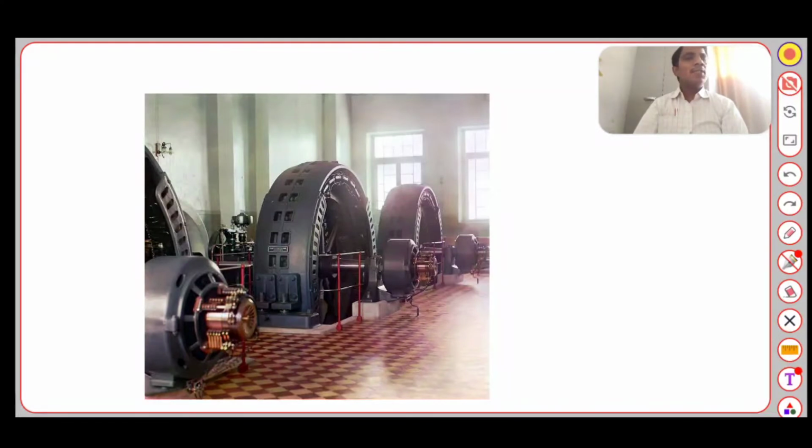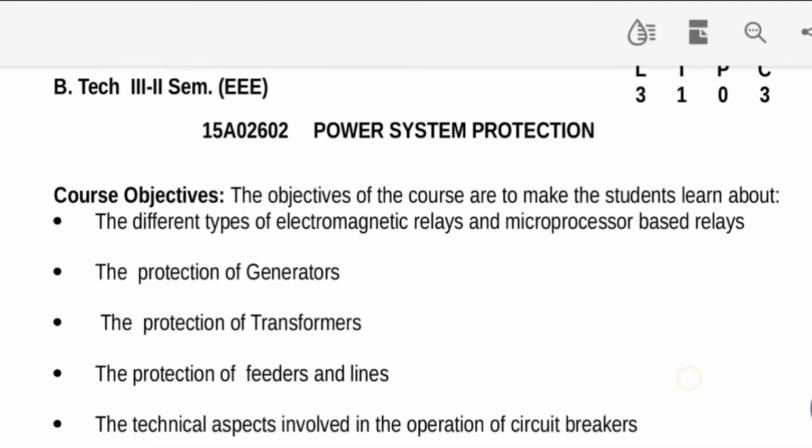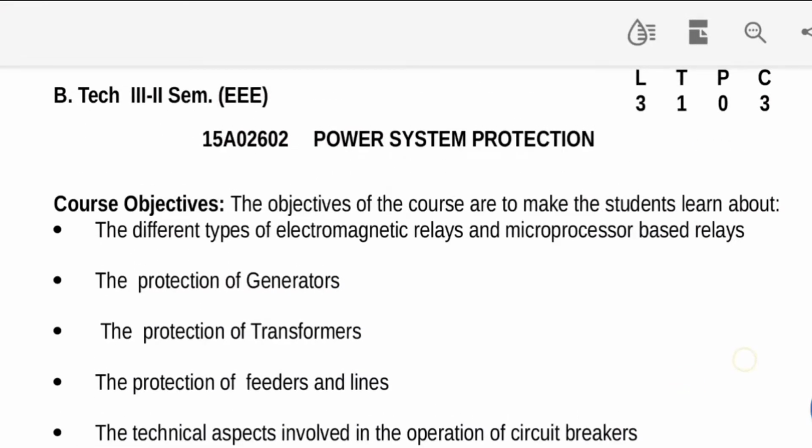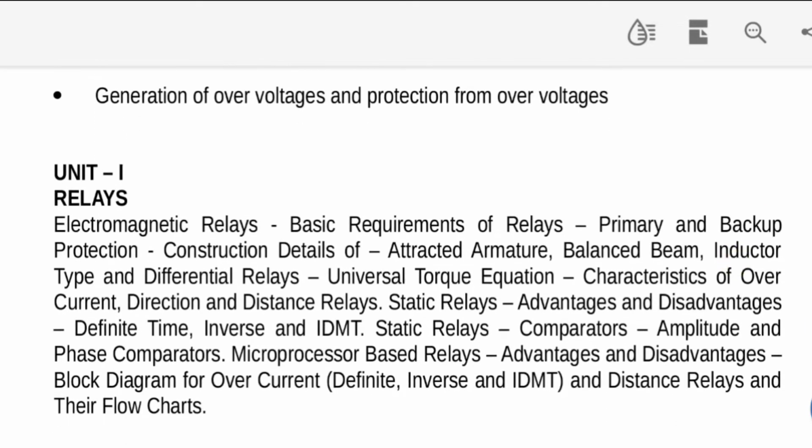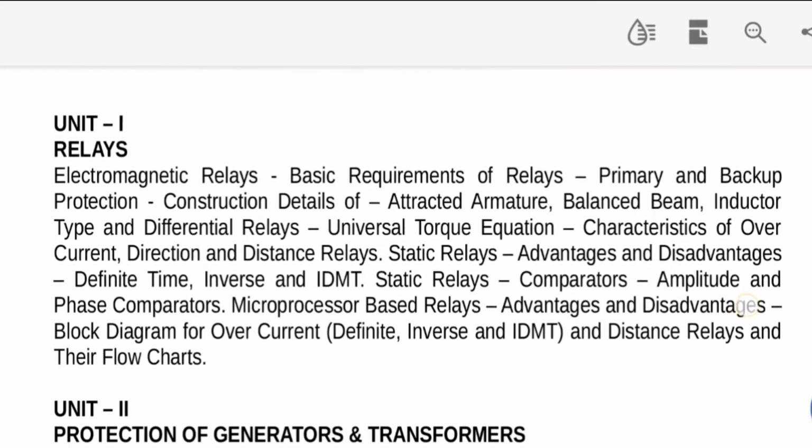Let us go to the syllabus. After that we will go for protection of alternators and transformers. Regarding the power system protection syllabus, unit 1 we already studied, and it ends with microprocessor based relays.